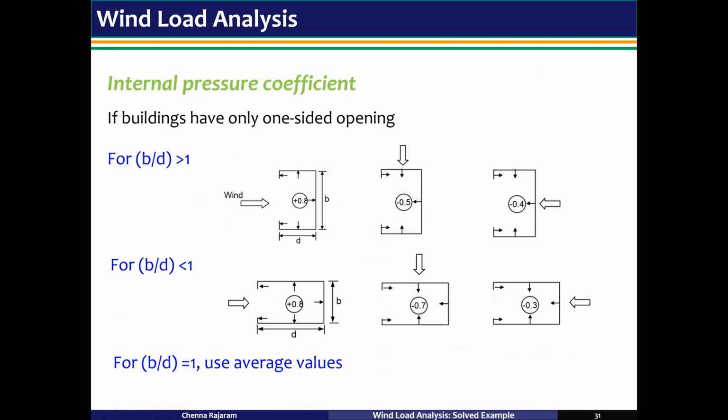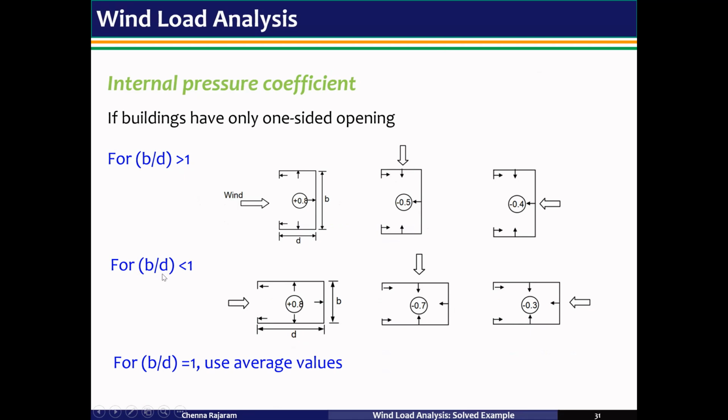If the building has only one-sided opening, that means for B by D greater than 1 and for B by D less than 1. If B by D is equal to 1, use the average of these two values. Now here you see, this is the opening part, and in this direction the wind is acting. Now this is B and this is D, and the pressure coefficients are as follows, that is 0.8, and if the wind is acting in this direction, the pressure coefficient is 0.5. If the wind is acting in this direction, the pressure coefficient is 0.4. So these three cases are for B by D greater than 1.